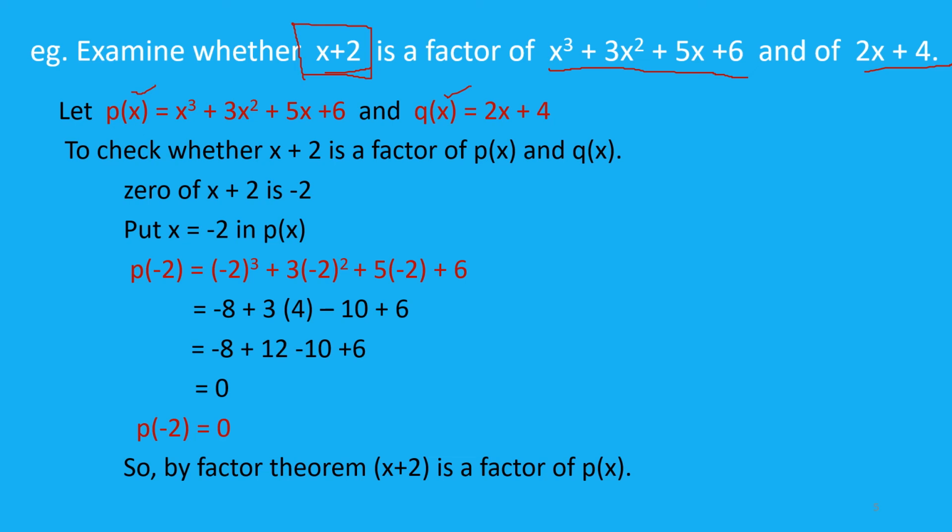That we have to find out from the given linear polynomial x plus 2. Now let's do the example. To check whether x plus 2 is a factor of P(x) and q(x), first we have to find the zero, which means we are finding the value of a. So the zero of x plus 2 is minus 2. Now we will put the value of variable x as minus 2 in P(x). First we are taking P(x). So P(minus 2) is equal to (minus 2) cube plus 3 into (minus 2) square plus 5 into (minus 2) plus 6. And after solving we are getting 0. That means P(minus 2) is equal to 0. When we put the value of the variable x as minus 2, we are getting 0. That means x plus 2 is a factor of P(x) by our factor theorem.